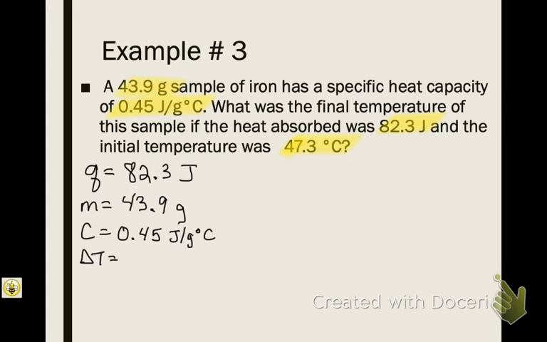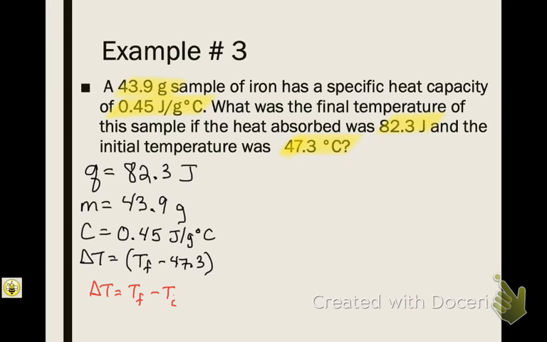So when I look at change in temperature, delta T is temperature final minus temperature initial. I am trying to solve for the final temperature. My initial temperature was 47.3. So temperature final, that's the variable that I'm trying to solve for.